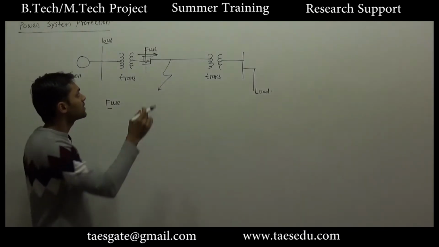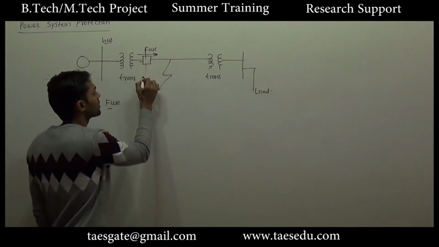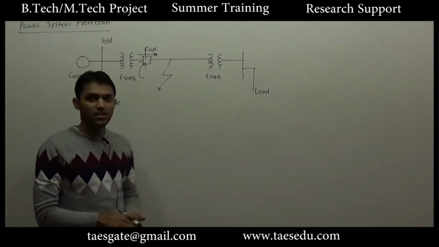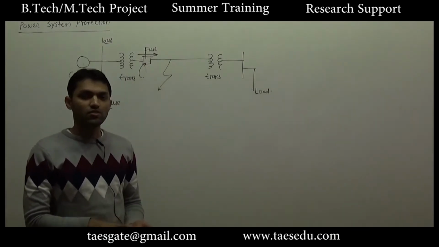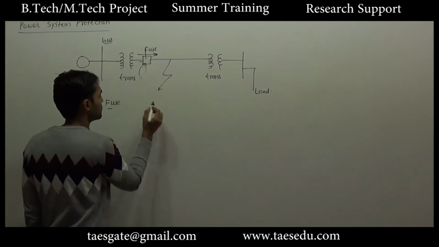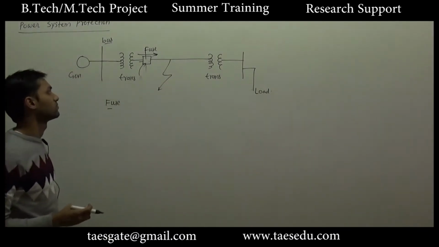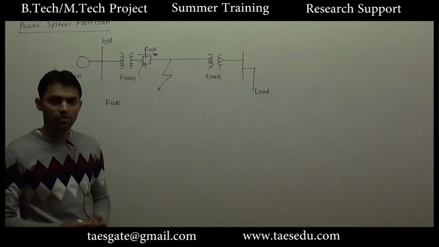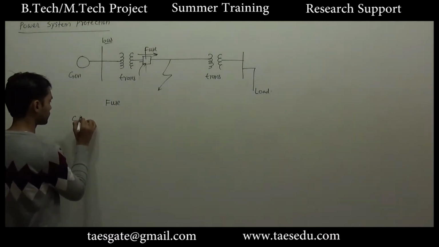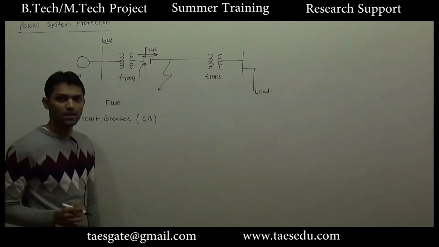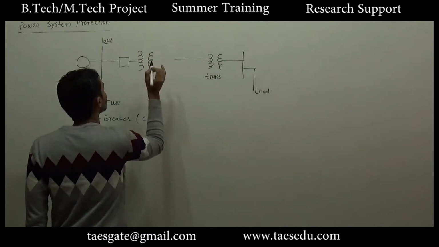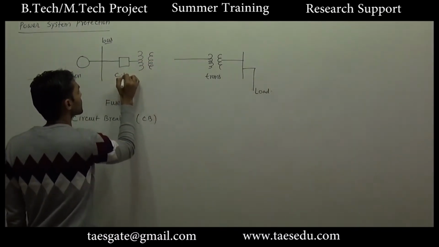So to get the line back into function, you will have to replace this fuse. After functioning, the fuse gets damaged and you need to replace it. So it needs to be manually replaced. It is not automatic. So in power system protection, instead of fuses, circuit breakers are used. Circuit breakers are a kind of automatic switch. Instead of a fuse, we will have a circuit breaker here.